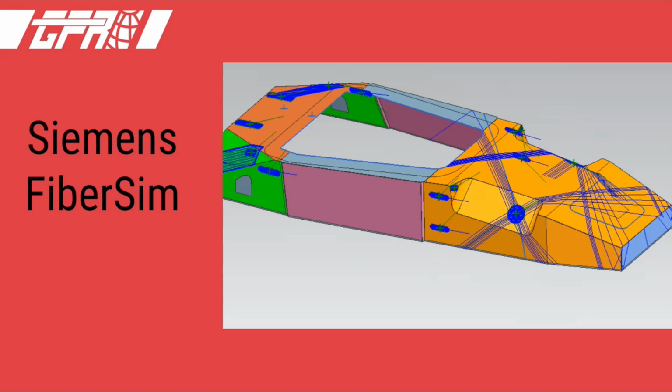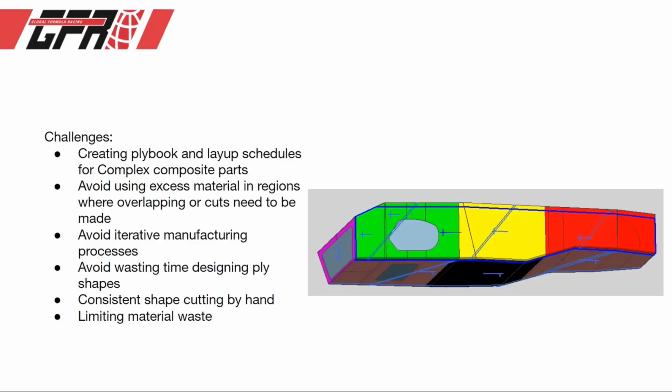The next software that I'll discuss is the Siemens FiberSim. GFR uses this tool to create simulated layups for design for manufacturing of composite parts. The use of FiberSim gives our team the ability to create plybooks, which are organizational sheets that outline laminate layers in defined zones. We develop layup schedules from the plybooks to ensure an easy-to-follow process of manufacturing. This simplifies the process for less experienced members to understand how the component should be manufactured.